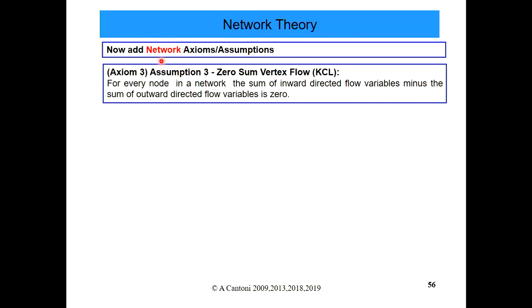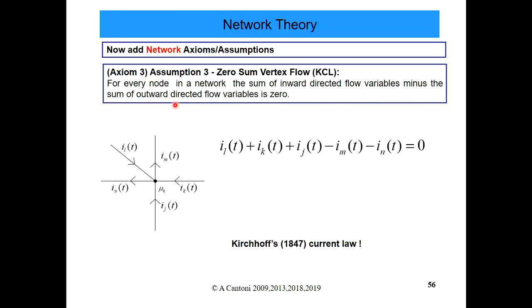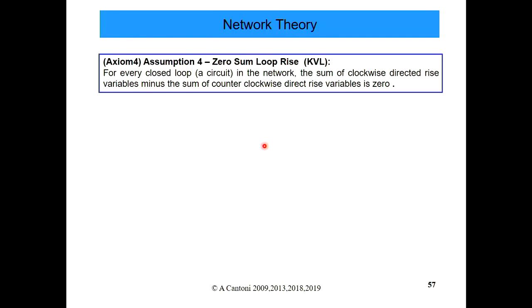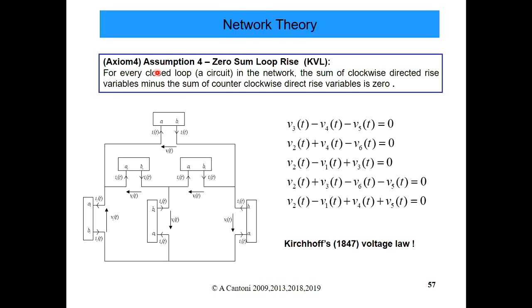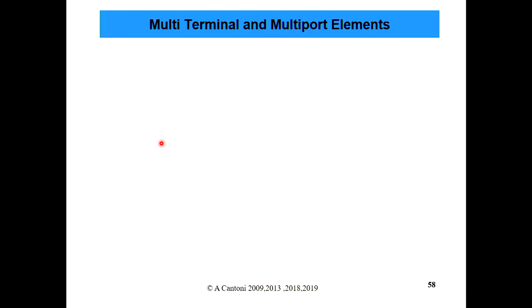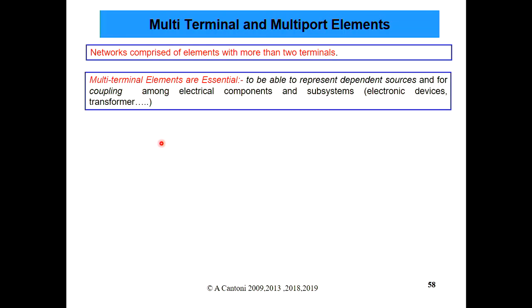And we have two more network axioms. Axiom 3 is the assumption of zero-sum vertex flow, which is basically Kirchhoff's current law. For every node in the network, the sum of inward directed flow variables minus the sum of outward directed flow variables is 0. That's KCL. And axiom 4 is zero-sum loop rise. If you have any closed loop in the network, the sum of clockwise directed rise variables minus the sum of counterclockwise directed rise variables is 0. That's Kirchhoff's voltage law. So those are the four axioms for circuit theory.